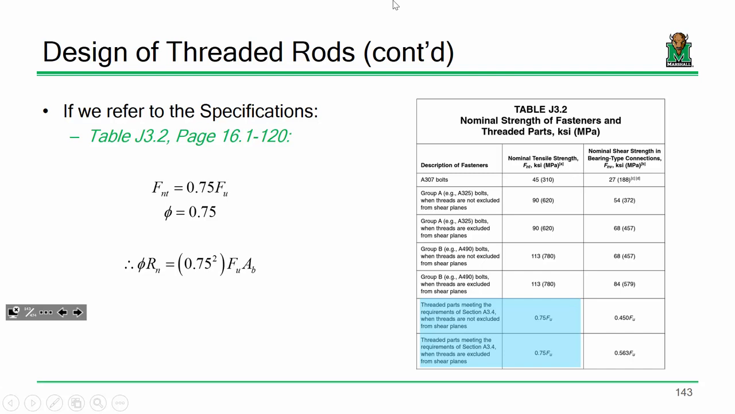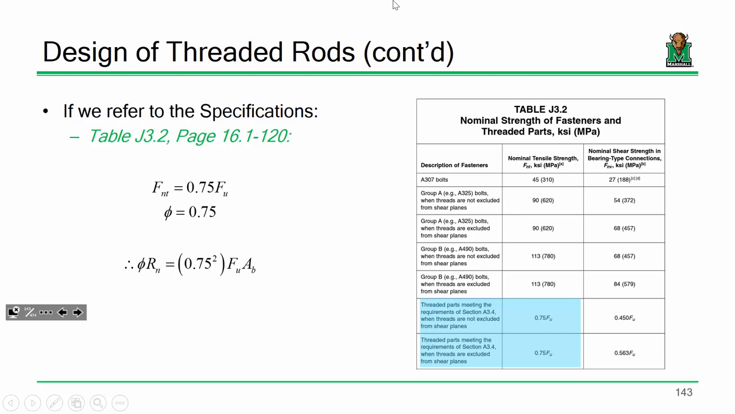Now, on Wednesday, we're going to care more about what's going on up here, but right now, I want to look at these two rows, which are threaded parts meeting the requirements of Section A3.4, that's just the material spec, when threads are not excluded or are excluded from the shear planes. And it's pretty simple: the tensile strength is just 0.75 F_u. If it's not a Group A bolt or a Group B bolt, it's just 75% of the tensile strength. So pretty simple. Sound good? All right, that's point one.